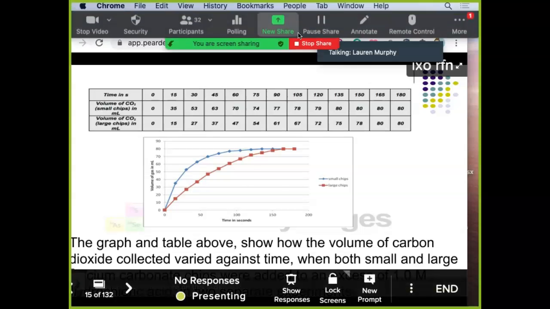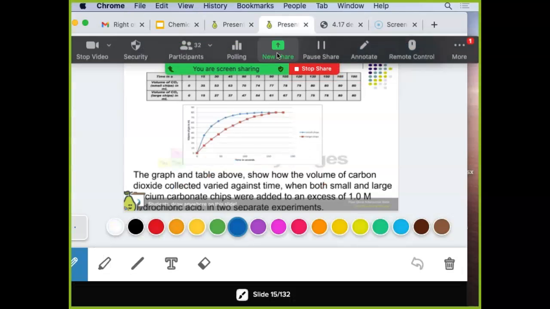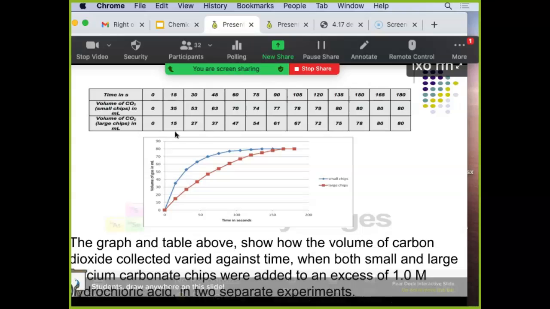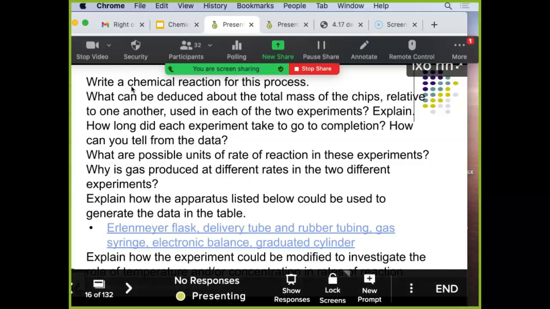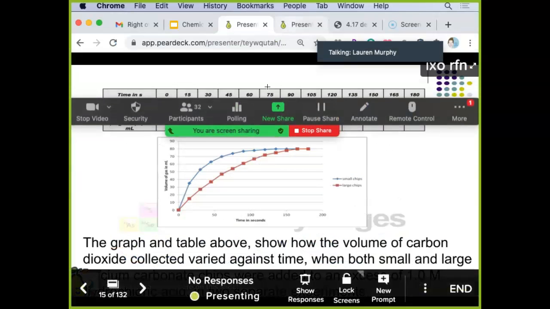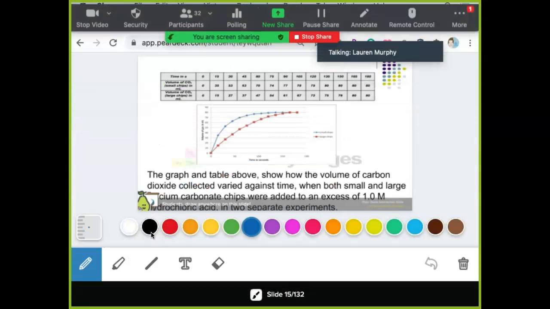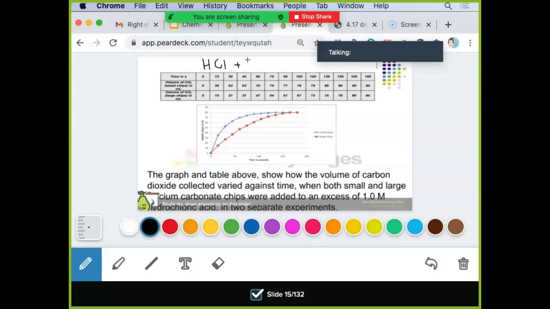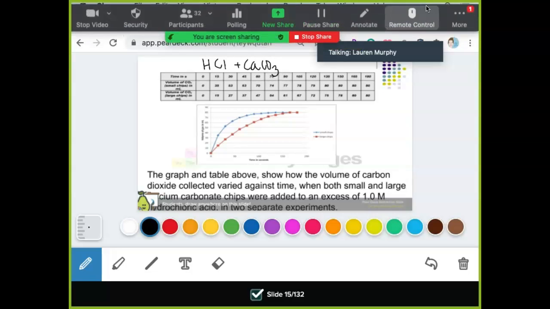So on this next slide I ask you to please write out the reaction between HCl and calcium carbonate. So let's see if we can do that. HCl and calcium carbonate. Do we remember how to write out that chemical reaction? Remember, this is a special one.